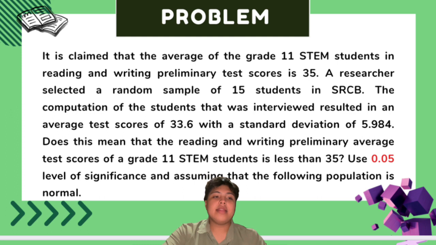It is claimed that the grade 11 STEM students' reading and writing preliminary test score is 35. A researcher selected a random sample of 15 students in SRCB. The computation of the students that were interviewed resulted in an average test score of 33.6 with a standard deviation of 5.984. Does this mean that the reading and writing preliminary test score of a grade 11 STEM student is less than 35? Use 0.05 level of significance and assume that the population is normal.